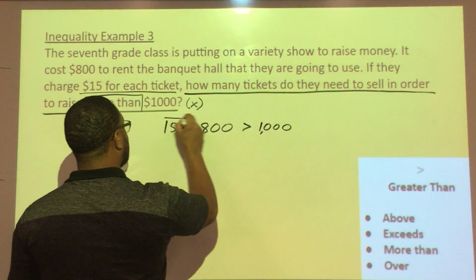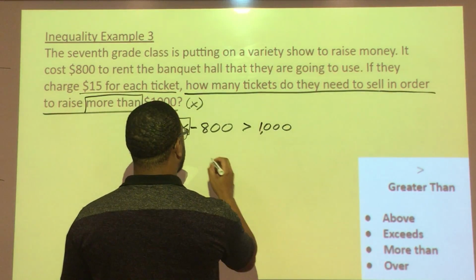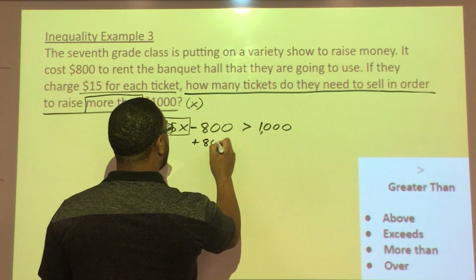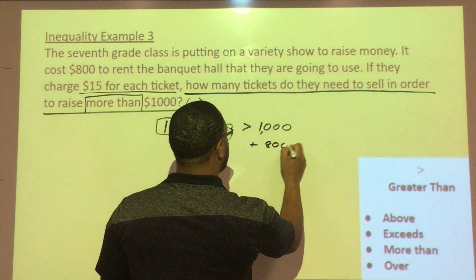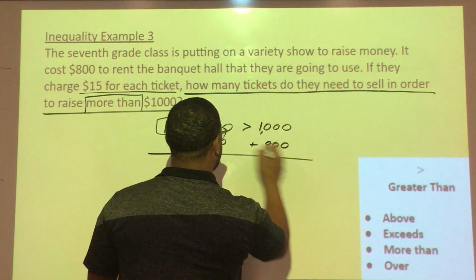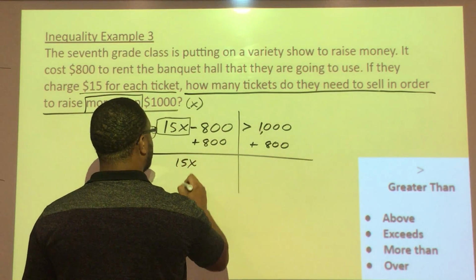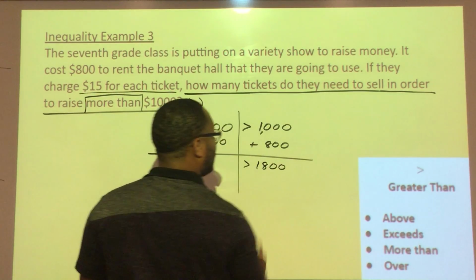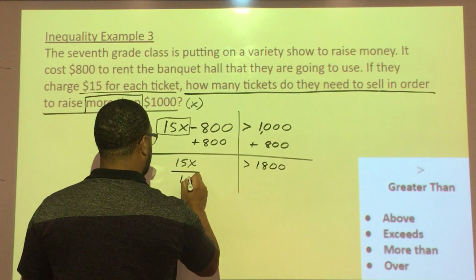Same exact way we've been solving it. Box around variable and coefficient. This says minus 800, so we're going to do the opposite. We're going to add 800 to both sides. And when I do, I'm going to bring down what's left, which is 15x is greater than 1,800. And now I need to divide both sides by 15.